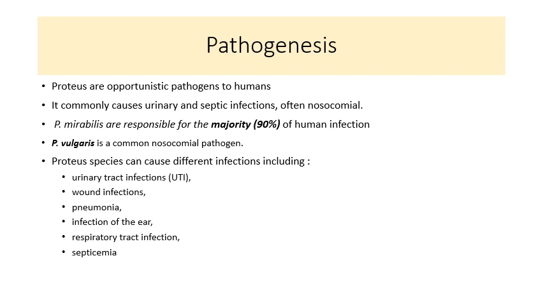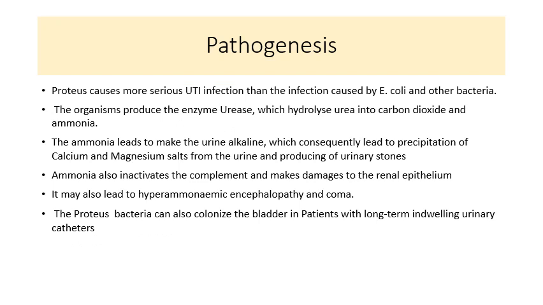The different types of infection that can be caused by this bacteria include UTI, wound infection, pneumonia, ear infection, respiratory tract infection, and septicemia. The UTI caused by Proteus tends to be more serious in comparison to the UTI caused by E. coli and other bacteria. And this is actually due to the urease enzyme produced by Proteus.